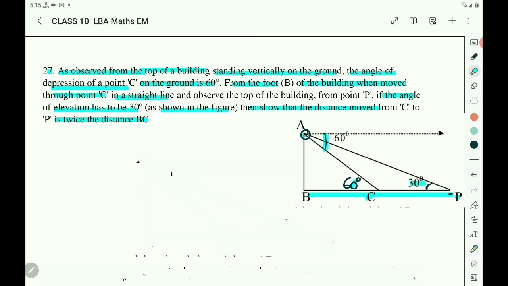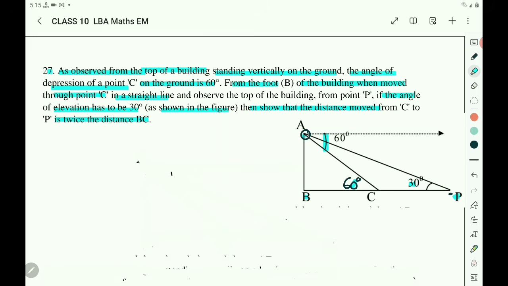P is a point from the point B which is moved through the point C. And from this point P, A is viewed, that is the top of the building is viewed. This is the horizontal level for P, and AP is the line of sight. The angle is 30 degree. That is the angle of elevation.